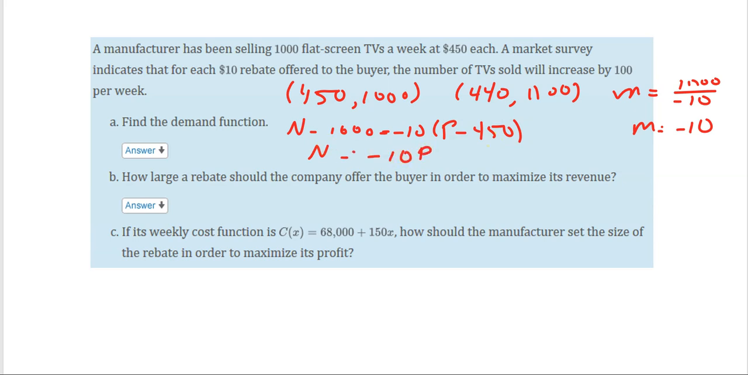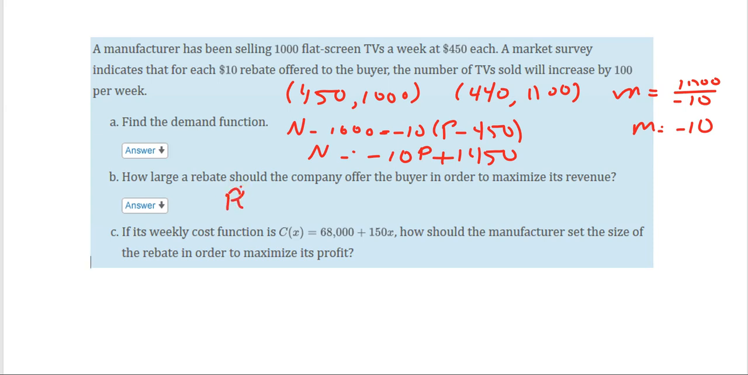Negative 10p, and then just because I'm out of room here, we're going to have 450 plus 1,000, so that would be plus 1,450. So there's our demand equation. How large a rebate should the company offer to maximize its revenue? Now, it's not maximizing profit, just revenue. So how much is it bringing in?